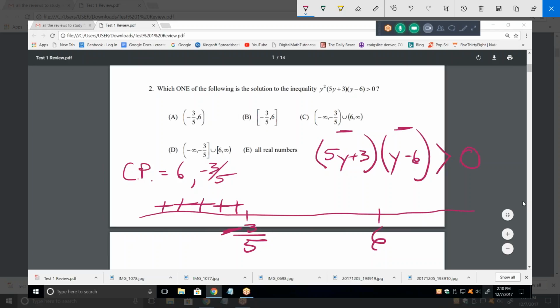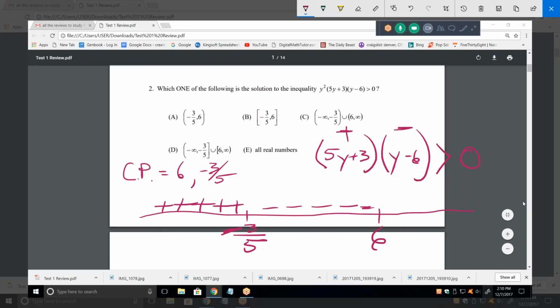Now pick a point in the middle. Be negative in the middle. Pick a point between -3/5 and 6. 0. Plug it in. What's the left expression become? Positive or negative? That's the only thing I care about. I don't care about what the number is. I just care about its sign. How about the right expression? Negative. Positive times a negative is a negative. That means it's negative everywhere in that interval.